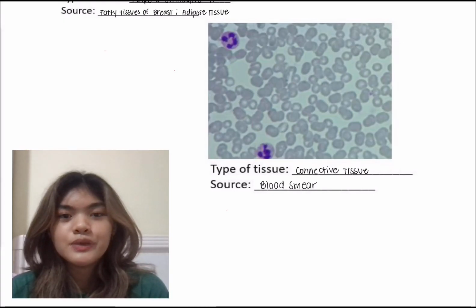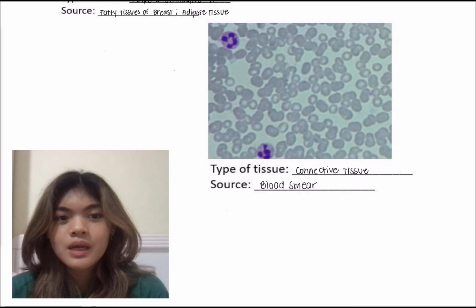The next tissue image is from the blood smear, and it is a connective tissue. Blood is actually considered a special form of connective tissue since it does not bind or connect with any body cells. Instead, it just helps with transportation, regulation, and protection.